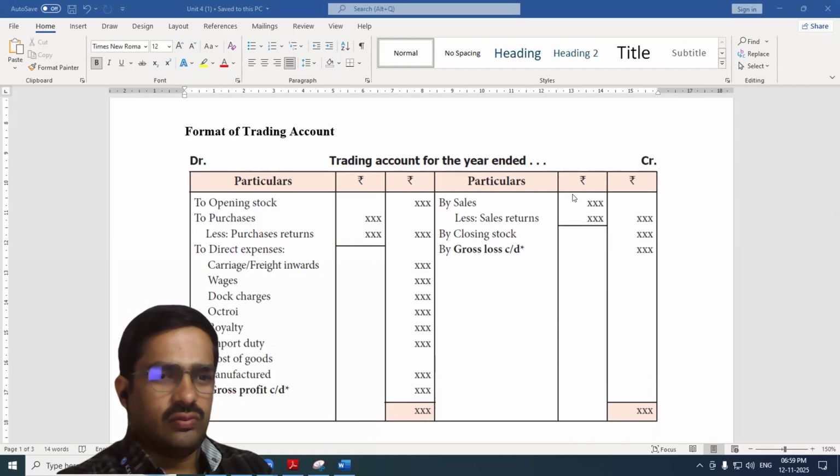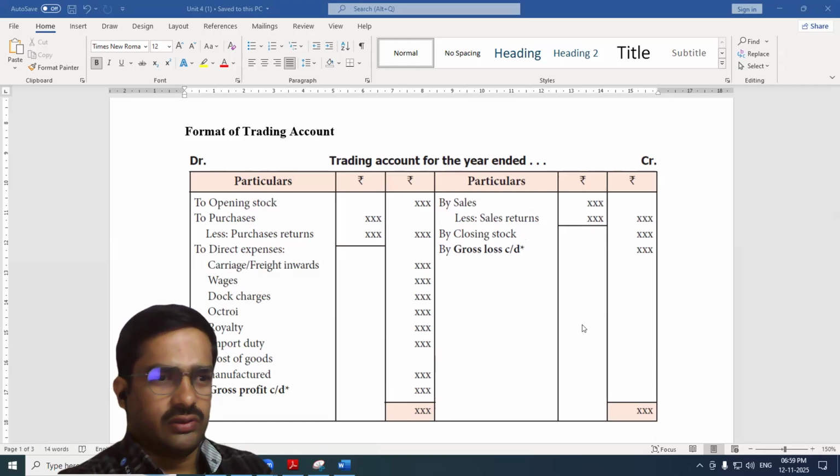On the credit side, only two things we are going to record. One is the sales, less the sales returns. The other is the closing stock. The closing stock at the end of the year, we are going to record.